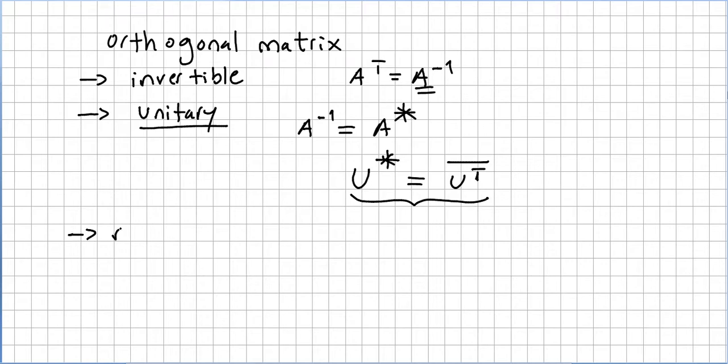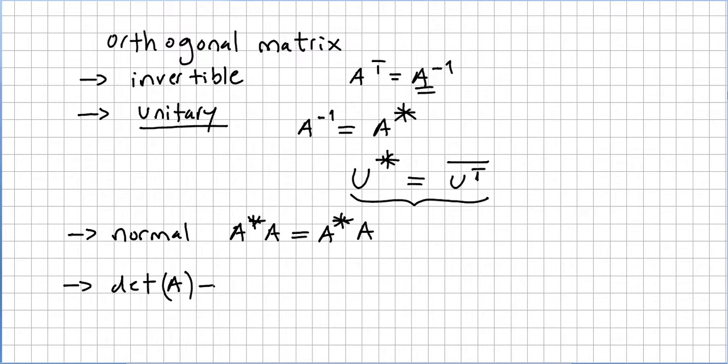Okay, I said invertible, unitary. I forgot to say the matrix has to be also normal. Okay, so normal means A commutes with its transpose. This is a normal matrix. Okay, so another aspect, the determinant of an orthogonal matrix will be either plus or minus 1, okay? Otherwise, if the determinant is not plus or minus 1, the matrix is not orthogonal.